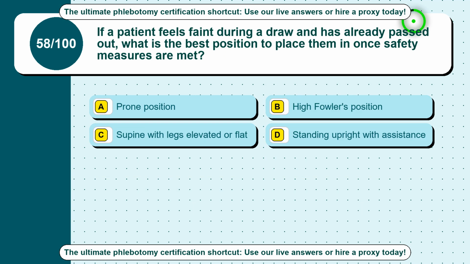Question 58. If a patient feels faint during a draw and has already passed out, what is the best position to place them in once safety measures are met? Option A, prone position. Option B, high Fowler's position. Option C, supine with legs elevated or flat. Option D, standing upright with assistance.